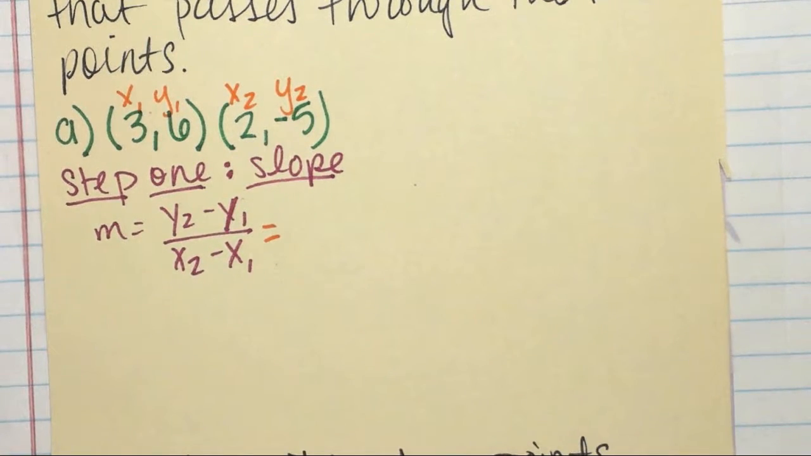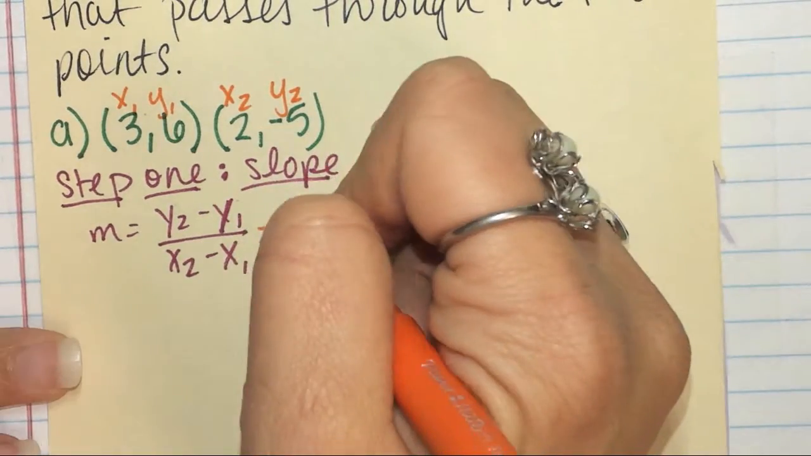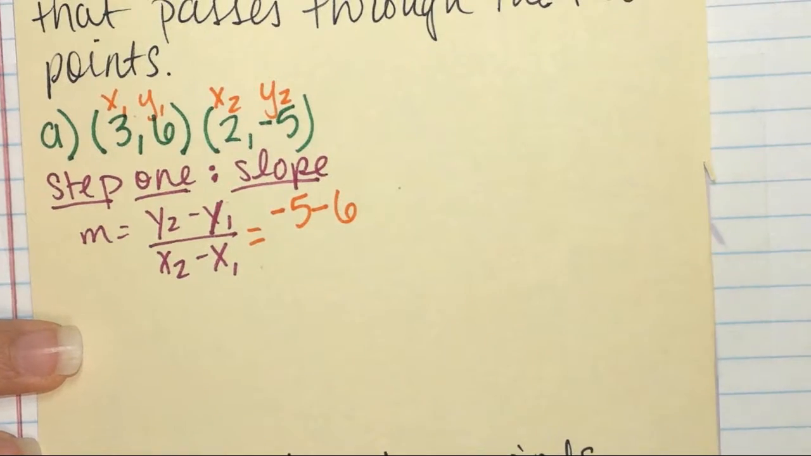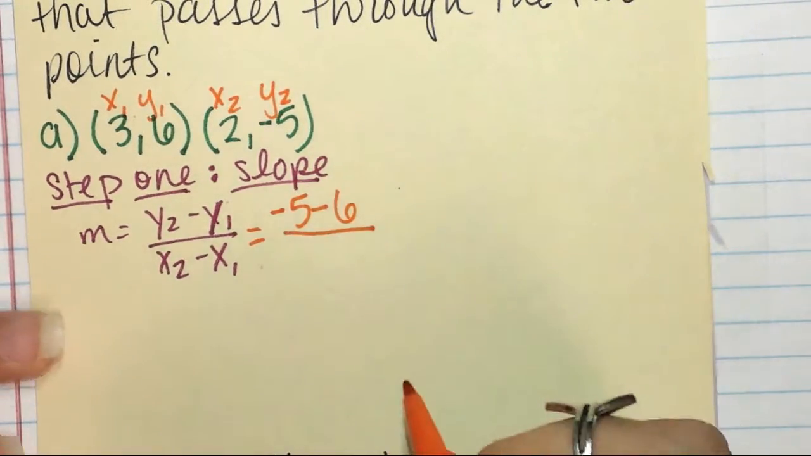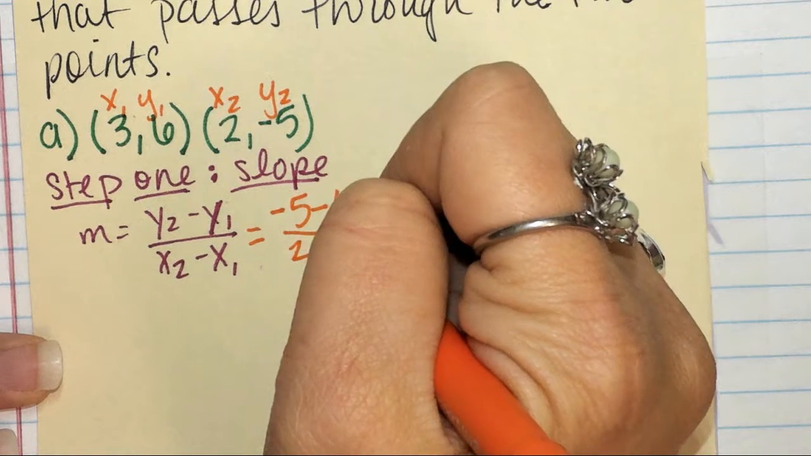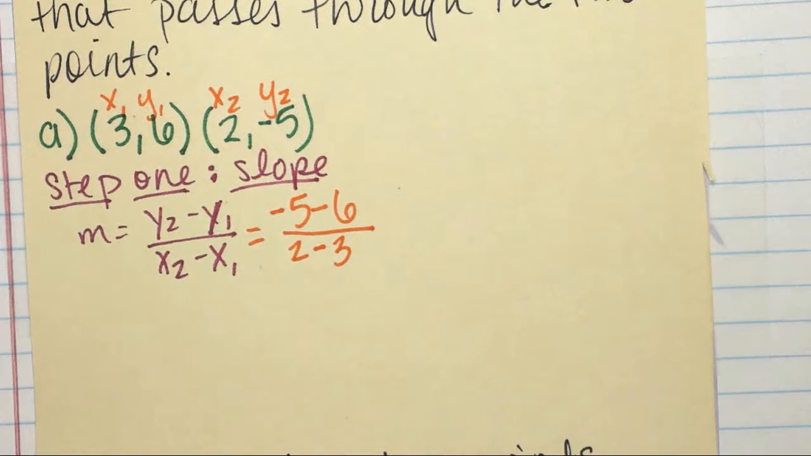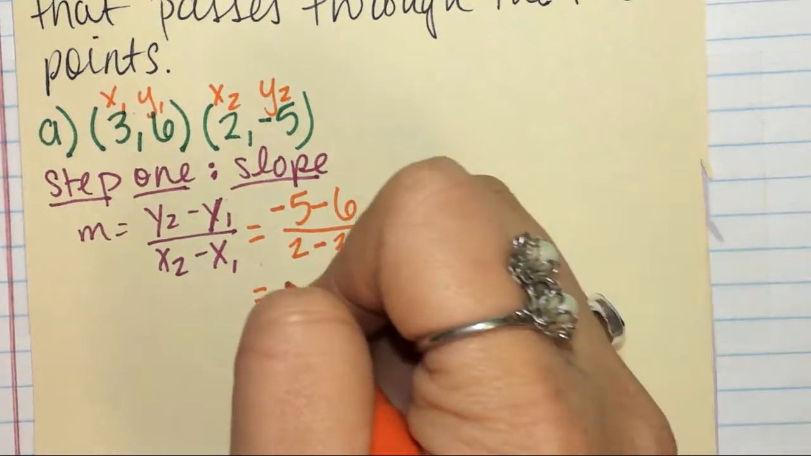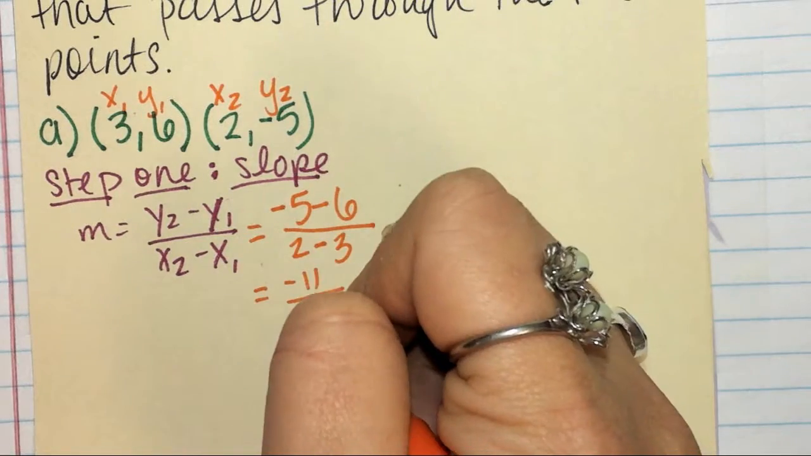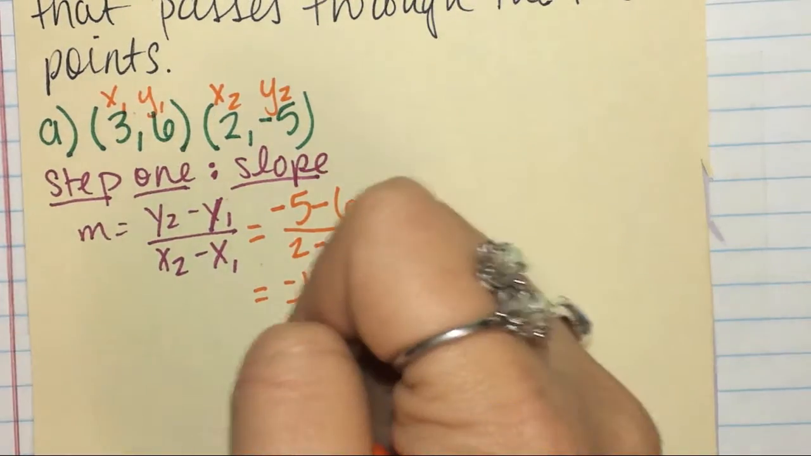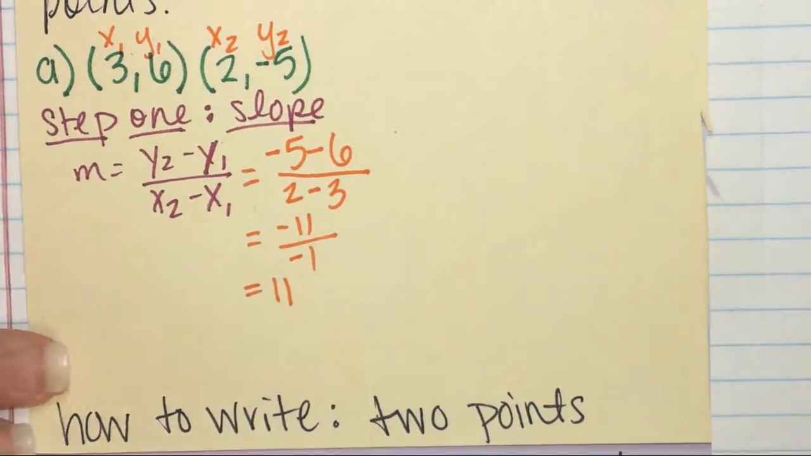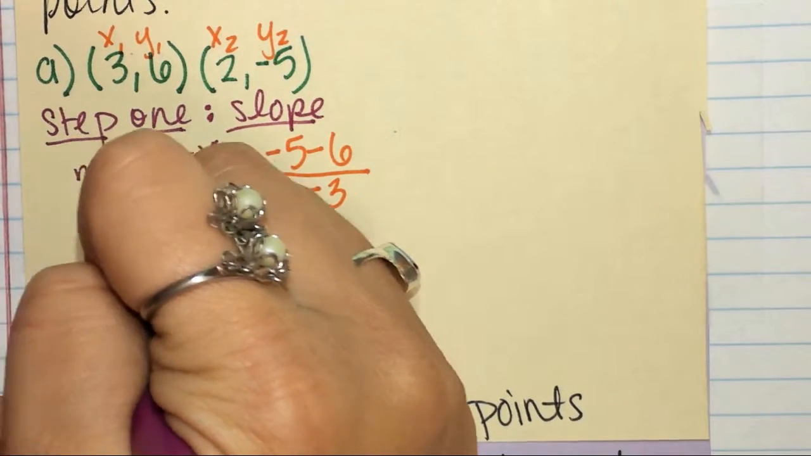Me and you both. Alright, what is y2? What's y1? Is it going to be minus 6 or plus 6? Minus 6. Divided by 2 minus what? 3. Alright, what's -5 minus 6? -11. And what is 2 minus 3? And what's a negative divided by a negative? So our slope is positive 11. So step 1 is slope. Step 2, plug in.